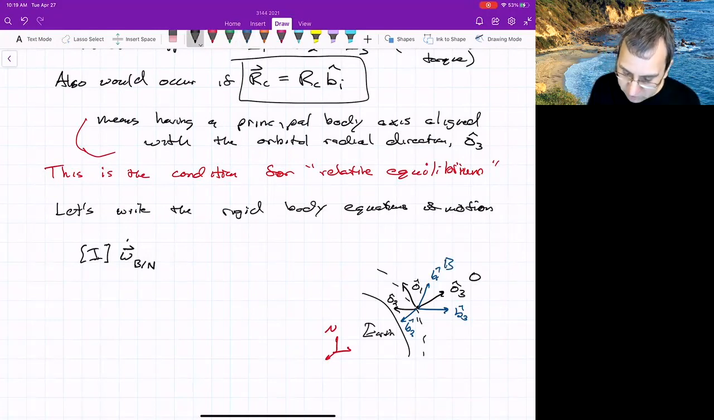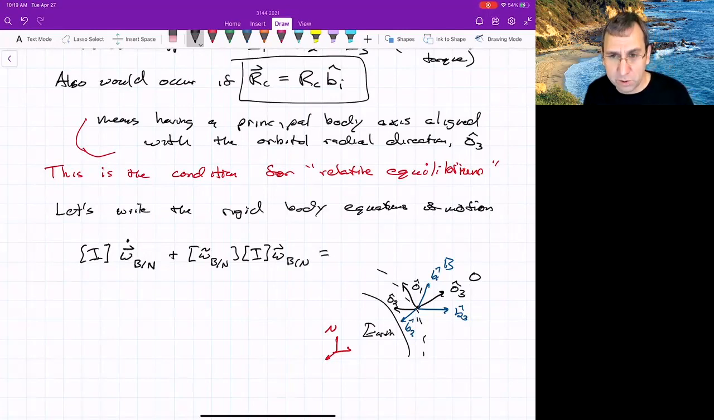So the rigid body equations of motion are I times the rate of change of omega of the B frame with respect to the inertial frame, plus, these are just Euler's equations that we've written before, so there's nothing hopefully mysterious about it. I'm writing omega tilde instead of omega cross because it's easier, times the moment of inertia, omega Bn. Now when we were talking about free rigid bodies, on the right-hand side there was zero, but now it's not zero. It's the moment due to gravity.